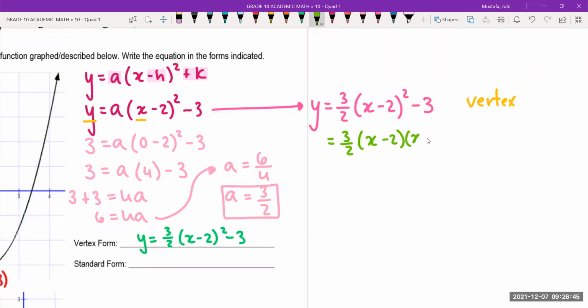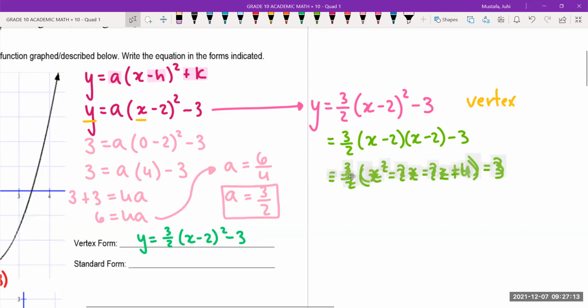Yeah, so we're going to expand the (x - 2) squared into (x - 2)(x - 2). Then we're going to FOIL this. So remember, first, x times x is x squared. Outer, x times negative 2 is negative 2x. Inner, negative 2 times x is negative 2x. And then last, negative 2 times negative 2 is positive 4, minus 3.